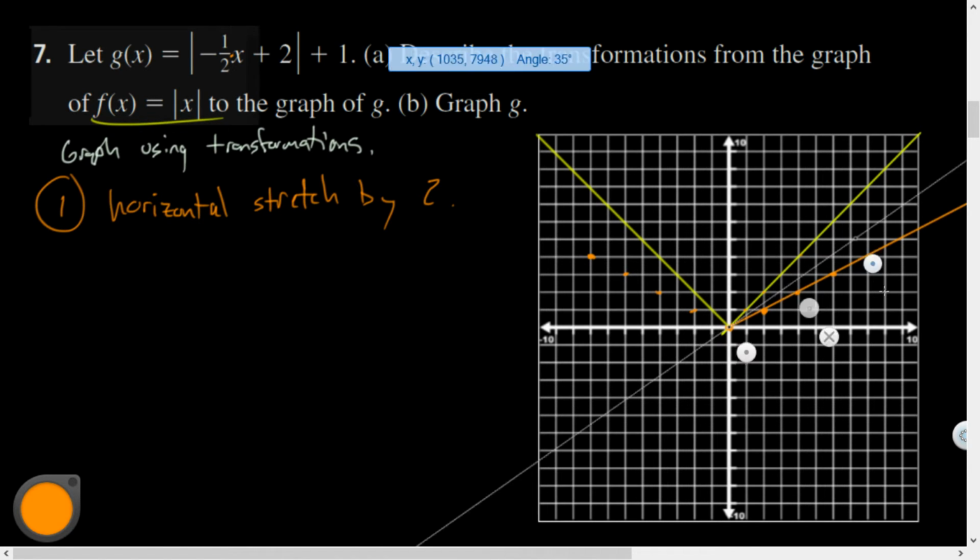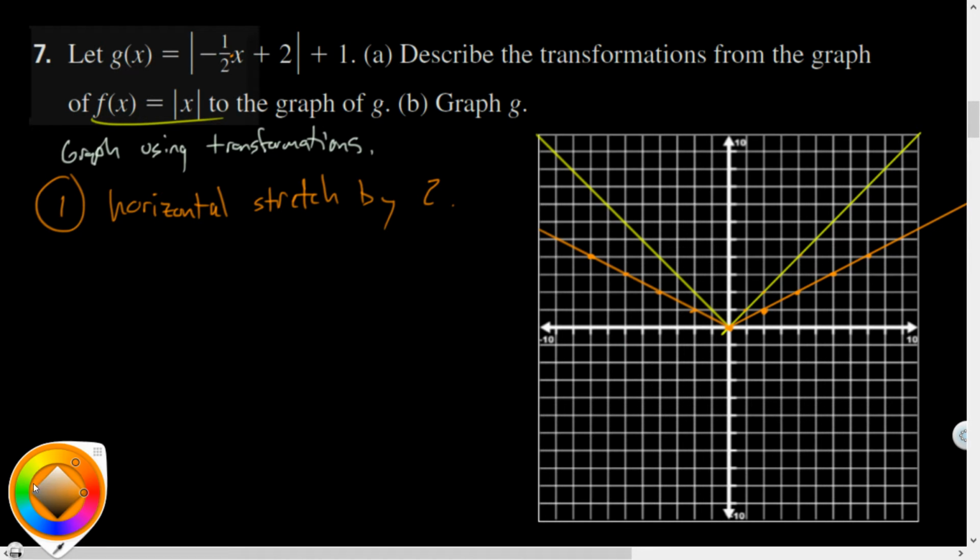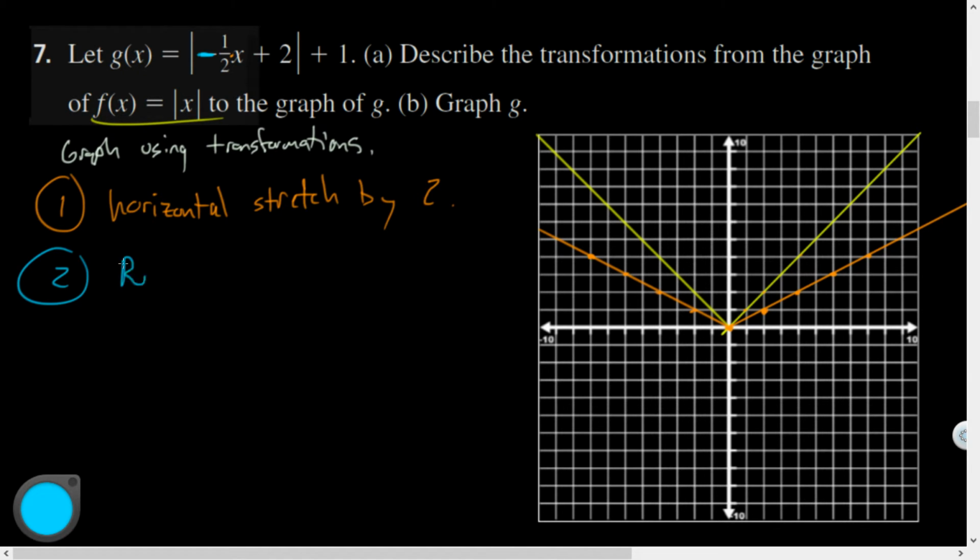All right, so there's my first transformation on it. Now this is interesting. It's a negative number there. So I need to reflect it over. The negative is happening to the x, so it's a horizontal reflection. It's reflected over the y-axis.